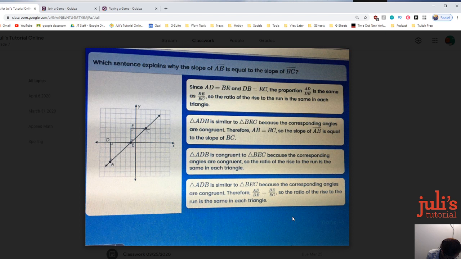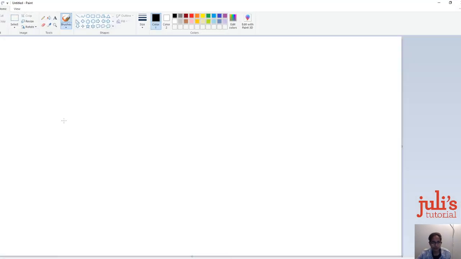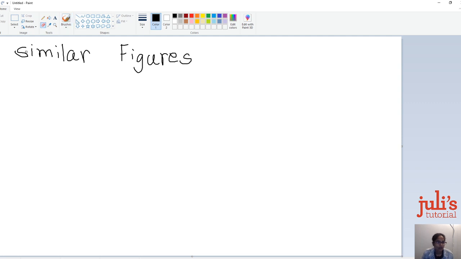Okay, so the first thing we're gonna learn today is what is the definition of two similar figures. So similar figures mean similar figures.